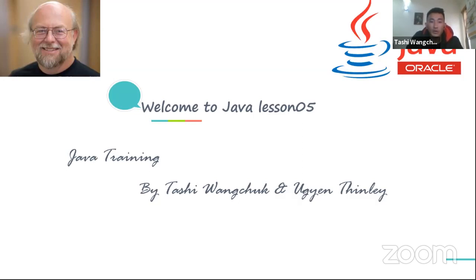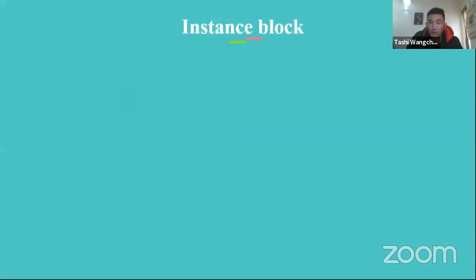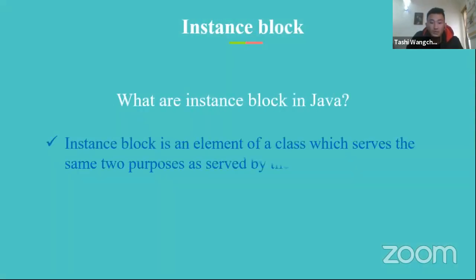Today we are going to learn about Java instance blocks and static blocks. In the previous lessons we have learned about constructor, method, and variables. Java is an object-oriented, class-based programming language, and inside the class there are five elements: variables, methods, constructors, instance block, and the static block. In the previous lessons, we have covered variable, method, and constructor. Today we are going to look at the instance block and static block, the last two elements of the class.